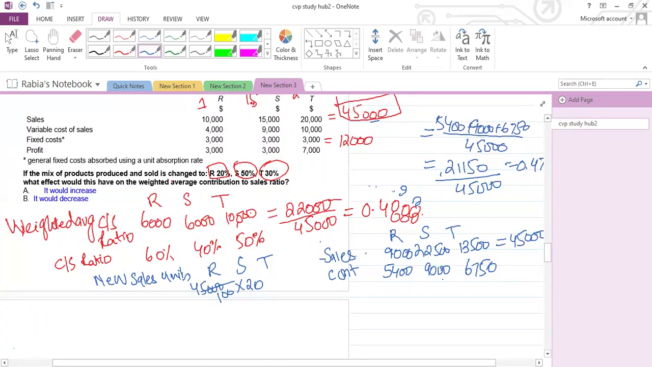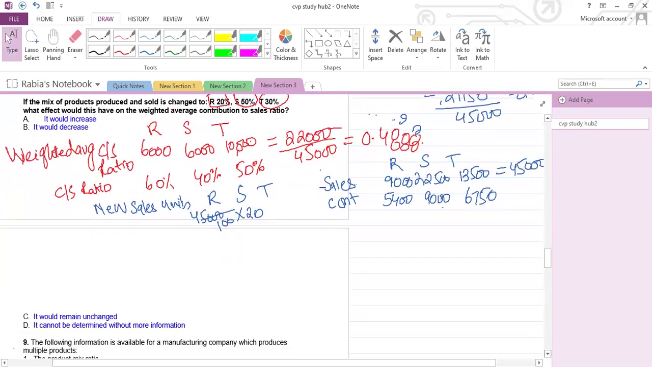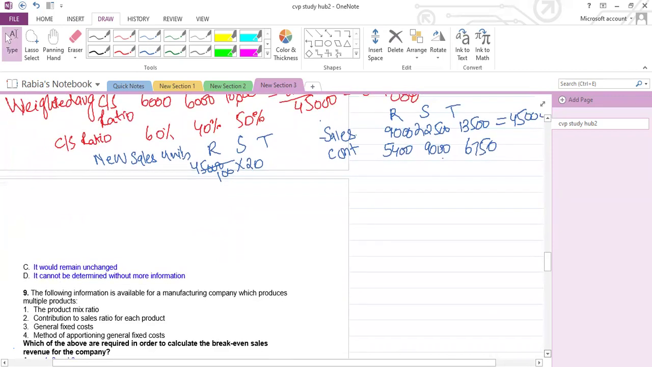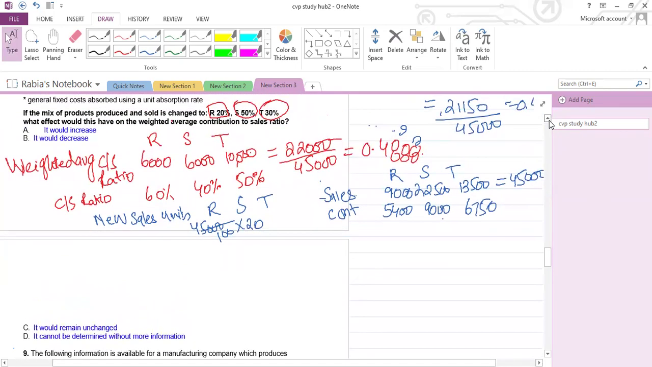Your ratio was first 0.48, so it will decrease. So option A is the right option. It will decrease. Oh, sorry. Option B is the right option, not C. Option B is the right option.